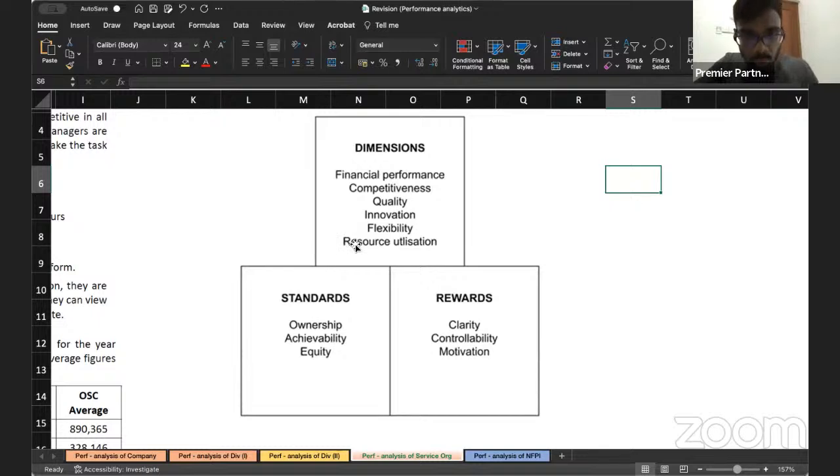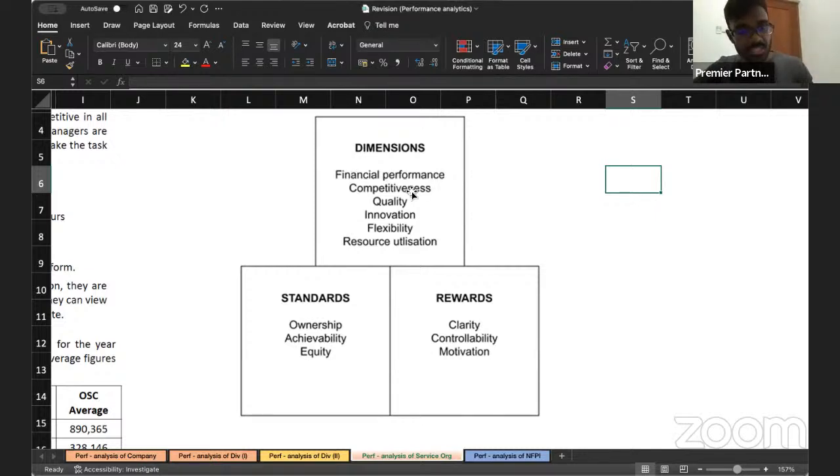Resource utilization. Whatever resources you have, make sure you're using them to the fullest. Make sure your resources are not underutilized. Make sure you're using them in the most efficient and most effective way. So you have to get these six factors right for you to survive and be successful.